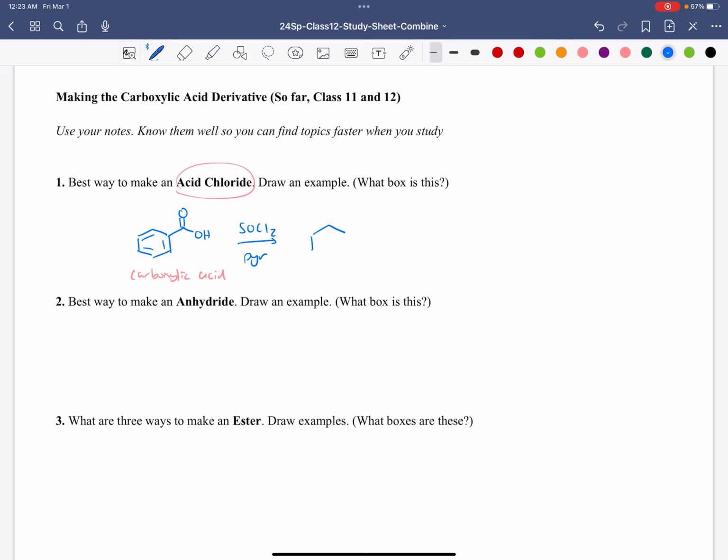You want to know how to make an acid chloride because it is the most reactive carboxylic acid derivative. And from here, you're going to see we can make a lot of different molecules.